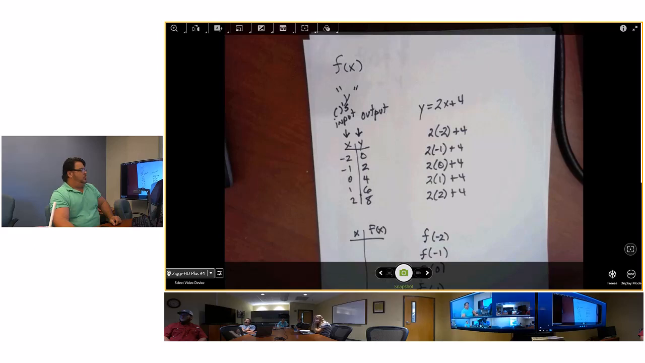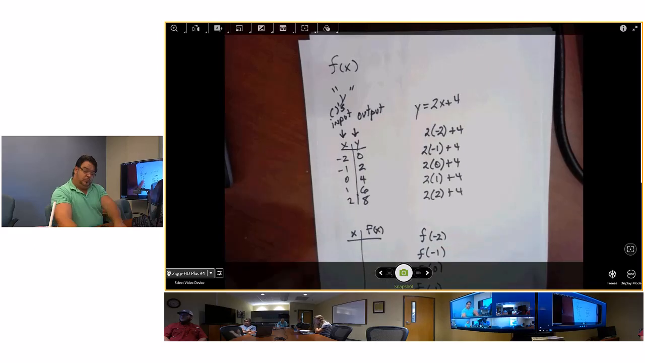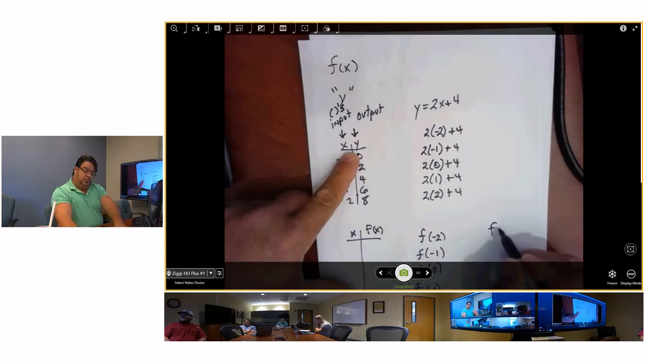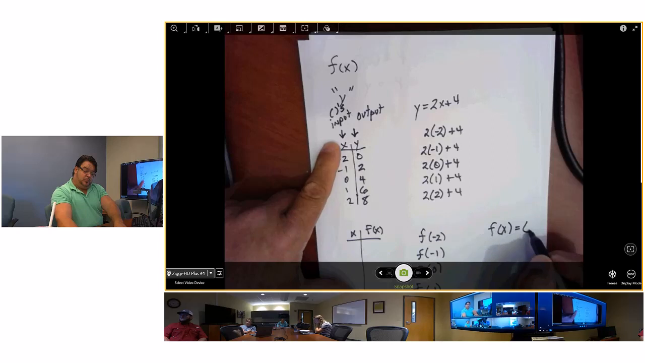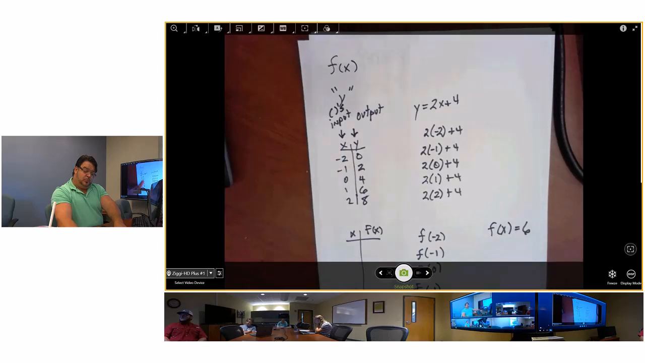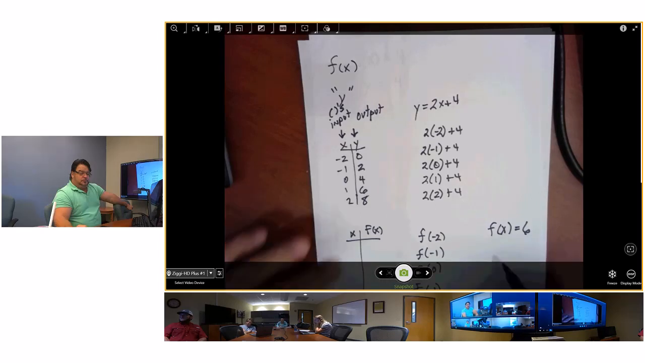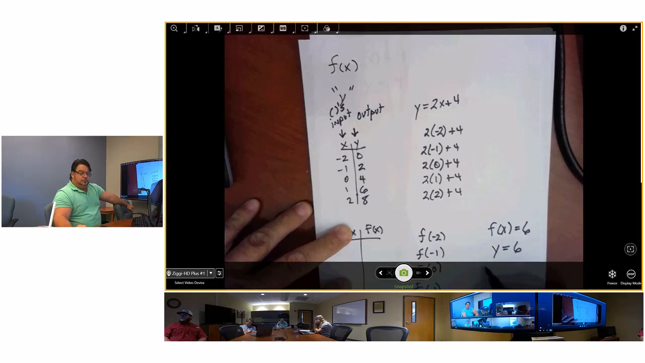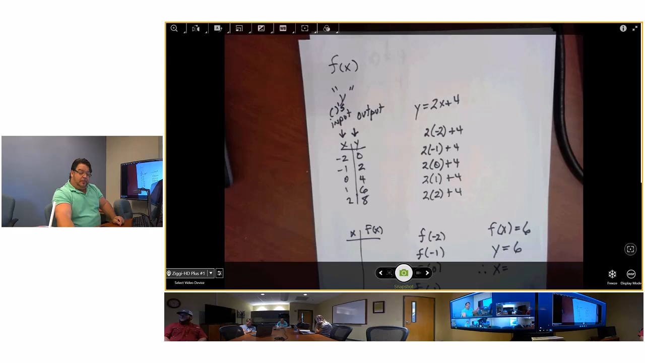What if I asked you this question? F of X is equal to 6. What would you tell me? Y equals 6. Y is equal to 6. Therefore, X is equal to what? 1. What? 1. I heard it.